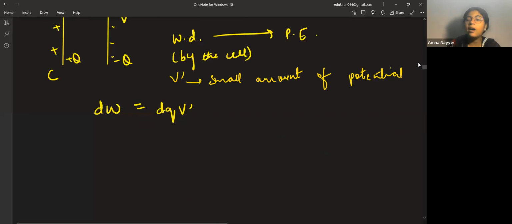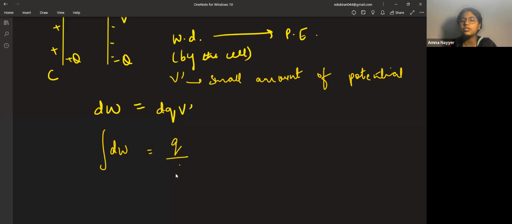All right. Now, how will we integrate this? How will we solve this further? The best method is to put the value of potential in dW, that is the integration of work done. What is the value of potential? Potential is Q by C, since Q is equal to CV, so V will be Q by C. dQ, integration from 0 to the total amount of charge, that is capital Q.